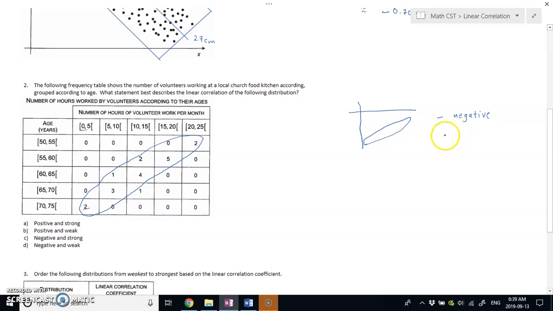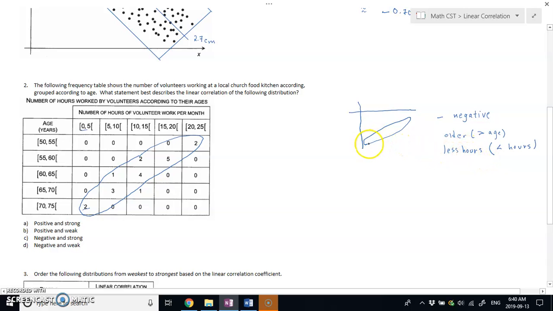And that's because the older the people are, so the greater the age, the fewer hours they work. So it's the opposite. It's not that the older they are, the greater the hours they work. So it's not plus and plus, it's plus and minus.